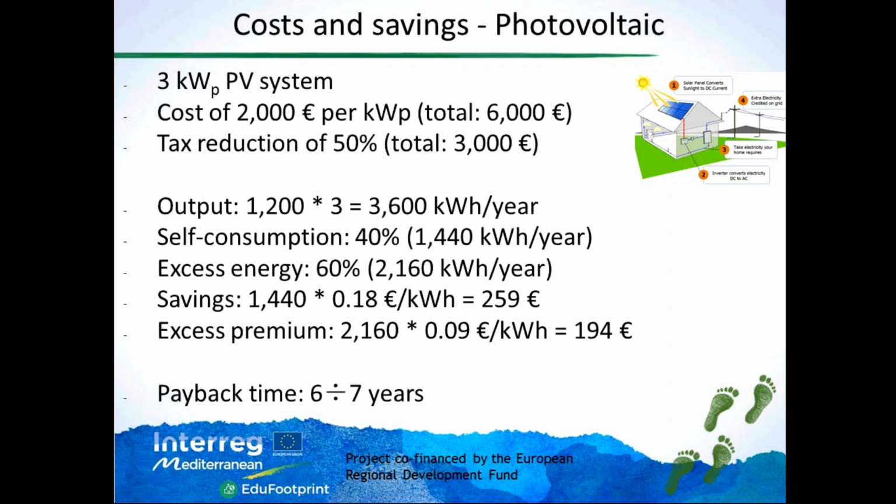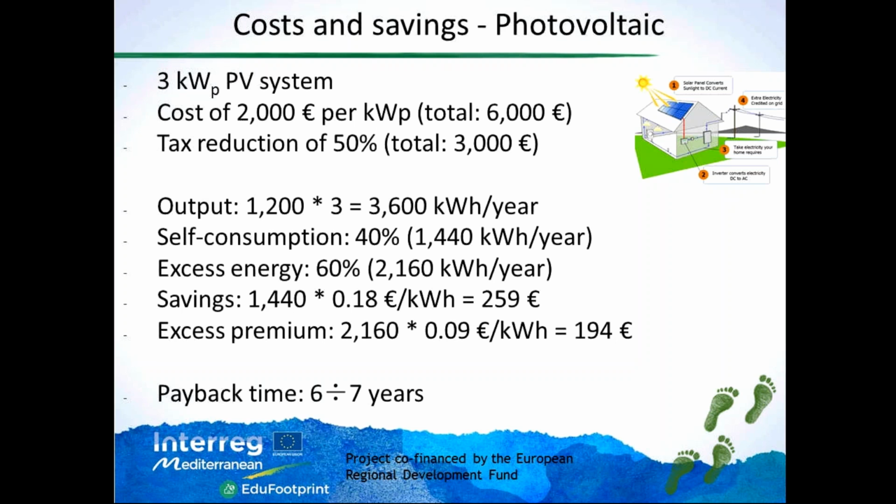So given the fact that the people during the day are at work, they are not consuming so much energy, and then there is a peak maybe in the evening and so on. You can estimate that 40% of this PV electricity can be self-consumed, so about 1,400 kilowatt hours per year, while the 60% of this energy is excess energy that should be sold, let's say, to the grid. So it's more than 2,100 kilowatt hours per year.